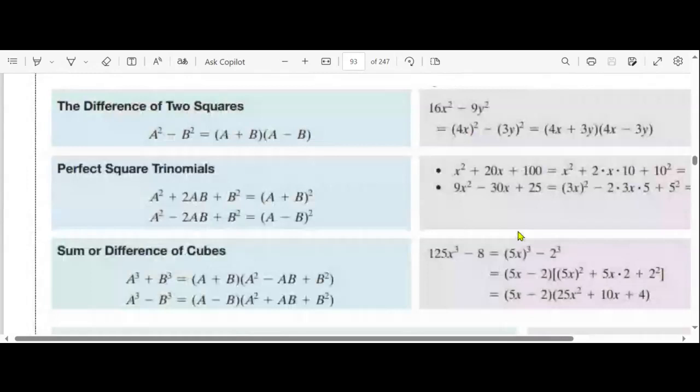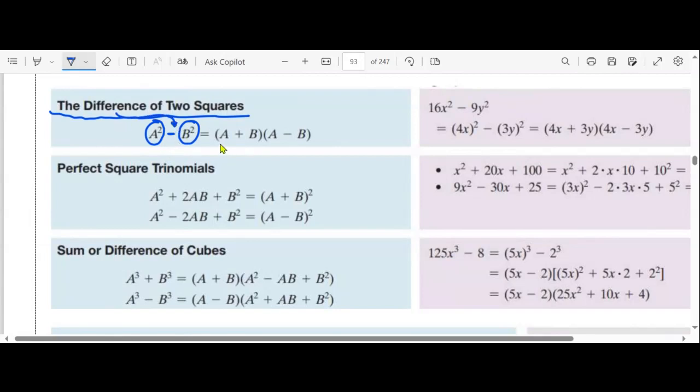If I have here this rule that you have to follow, what's the rule named? It's the difference of two squares. So you have a variable or a number and it's squared, a variable or a number squared, and between them there is a minus sign. That's called difference. So when you factor it, how do you factor it? You make (a plus b)(a minus b).